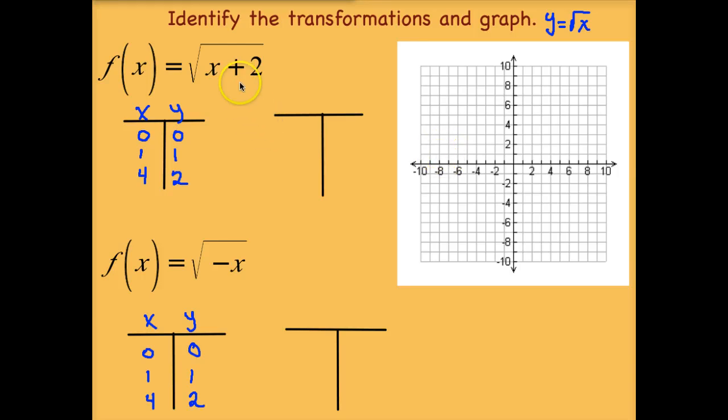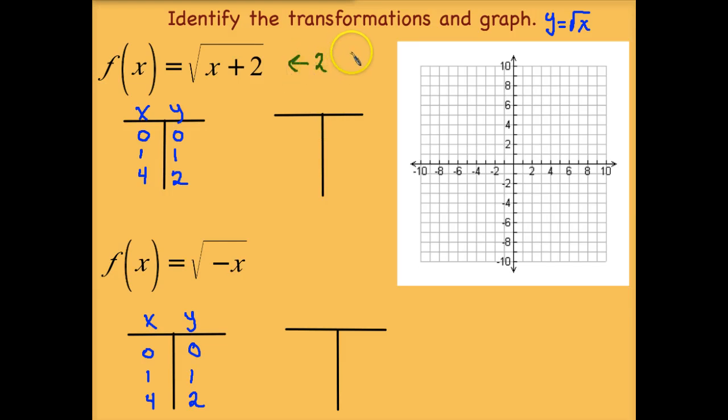Let's look at this square root function. Everything is the same as far as transformations. So when you look at this plus 2, you have to think to yourself, this is in with our x, so this is a shift left or right. Since this is really x minus a negative 2, we know that we are going to shift to the left 2. So we can identify that transformation right away. Shift to the left 2.